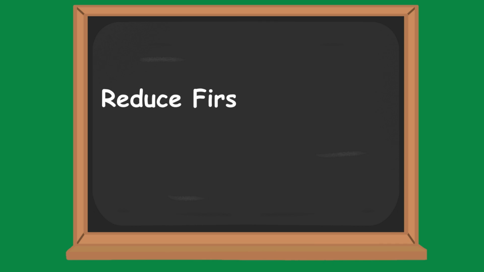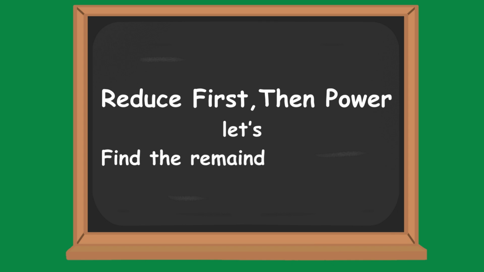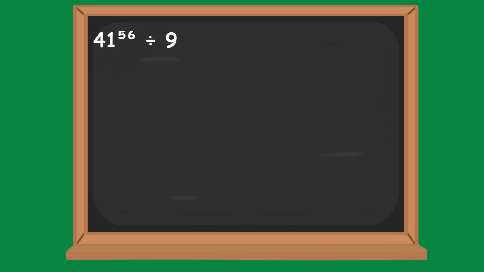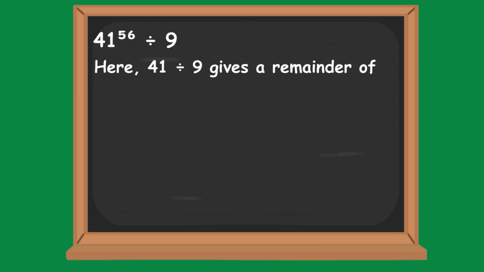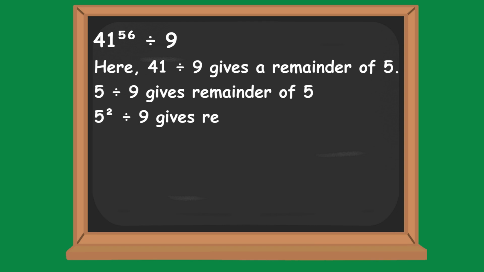Do you get stuck on big power remainder questions in bank exams? Today, I'll show you a super fast trick to solve them in seconds. Step 1. Reduce the base modulo the divisor. Here, 41 divided by 9 gives a remainder of 5. So we can simplify the problem. 41 is identical to 5 mod 9.